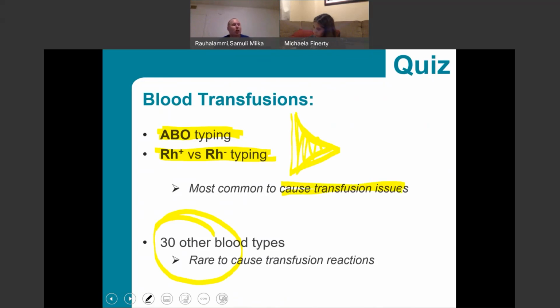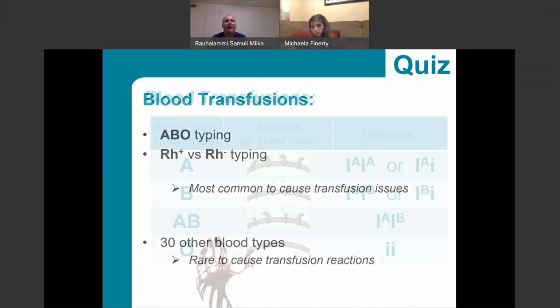Other blood types don't make as much of an effect on the issues that we might see with blood transfusion. So it's only the ABO and Rh positive, Rh negative that we're going to be focusing on in terms of transfusion issues. And that's a question, I think, in the quiz, that you recognize that the ones that we're going to focus on are the ABO and Rh positive, Rh negative.